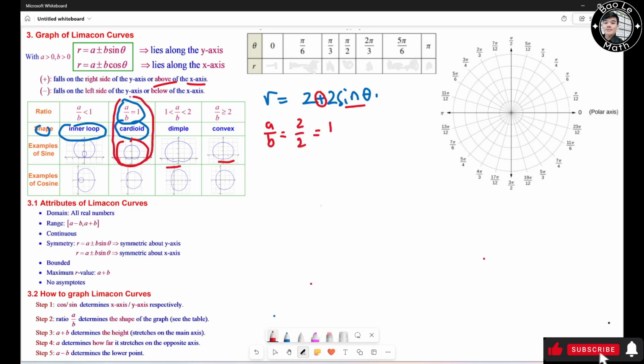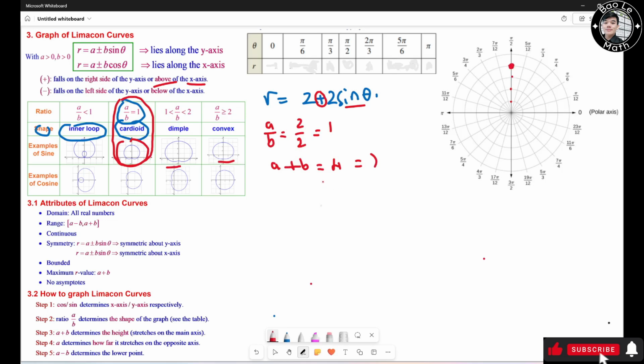That's called cardioid, right? Now next one, we need to find the maximum, which means a plus b equals 4, right? So this one tells us that the graph stretches 4 units on the y-axis, right? So this is 1, 2, 3, 4. It's gonna be right here.